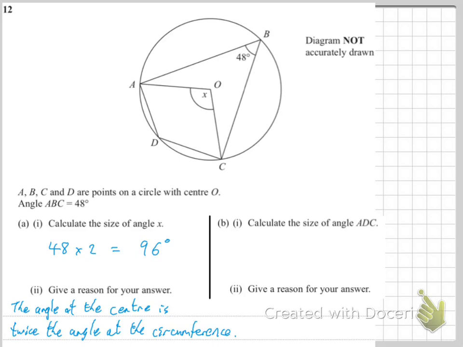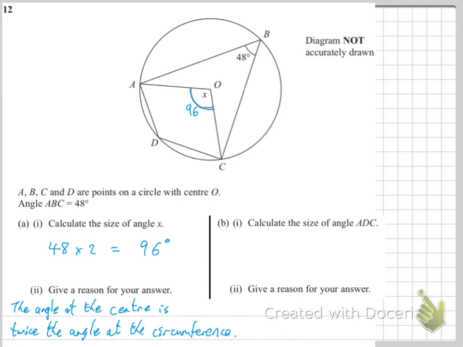Angle ADC, common mistake with this one. People spot that there's a cyclic quadrilateral here, but they get the wrong quadrilateral. I'm just going to add my angle to the diagram now. People look at A, D, C, O, but that's not a cyclic quadrilateral. Cyclic quadrilaterals have all the points on the circumference. So you have to use A, D, C, B.